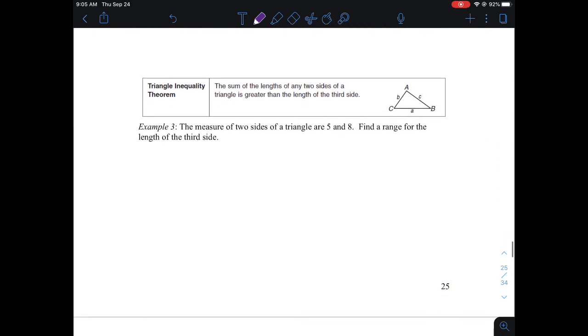All right, the triangle inequality theorem says the sum of the lengths of any two sides of a triangle is greater than the length of the third side.